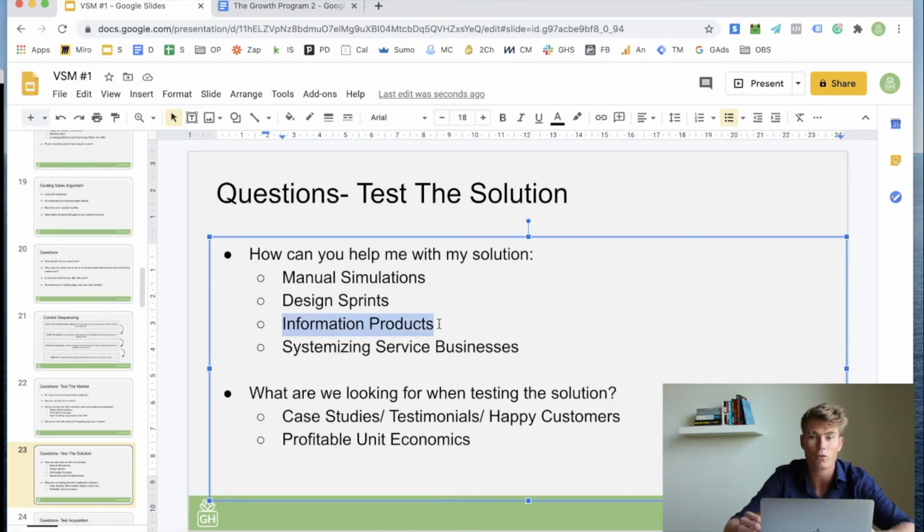I've also, through Growth Hacker, which is primarily an information product combined with consultancy, so I can show you how to build out information products and do this as cost effectively as possible. So that is something that I can show you on how to build a solution. And then systemizing service businesses. As you'll know, my first businesses were all based in the service industry out in Dubai, and I can give you some advice on how to systemize those processes so that you can get repeatable, high quality service delivered over time.